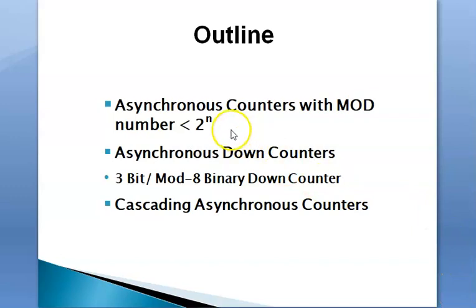In today's lecture, there will be asynchronous counters with mod number less than 2 to the power n. After that, the asynchronous down counter, particularly the 3-bit or mod 8 binary down counter, will be discussed, and after that the cascading of asynchronous counters will be discussed. So students, let us go to the topic.